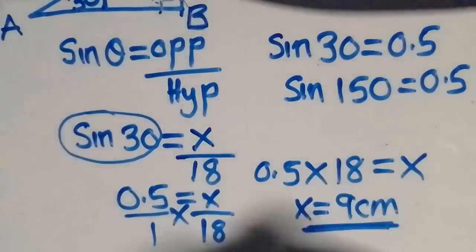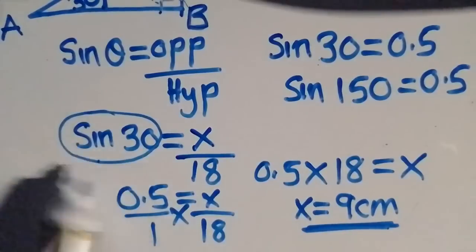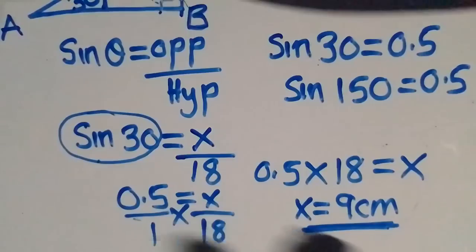Like in this question, what were we given? Sine 30. So how did I know that sine 30 is equal to 0.5? There are special angles that we need to know. So let me give you some special angles that you need to know if you find such a question in an exam.